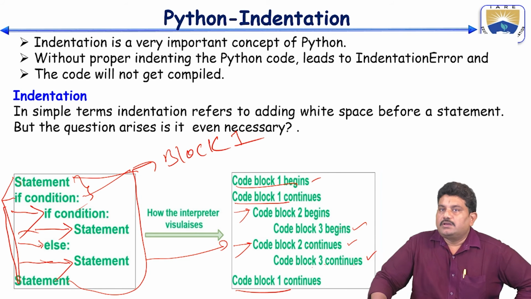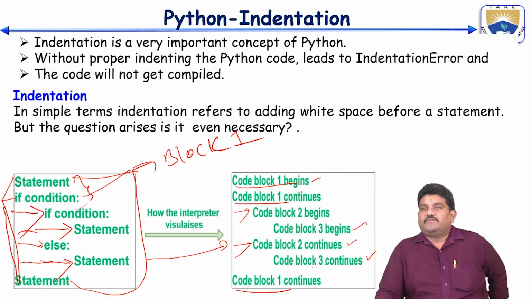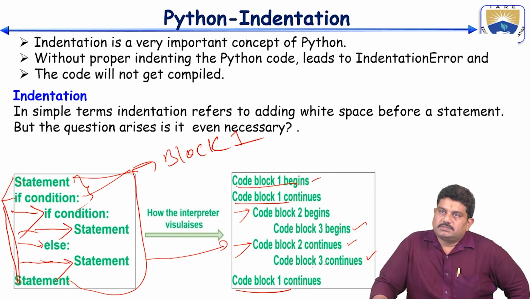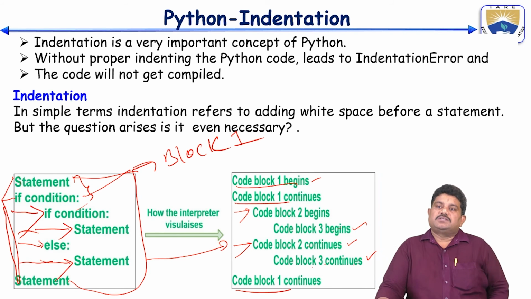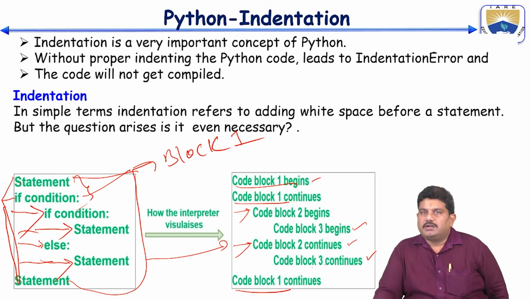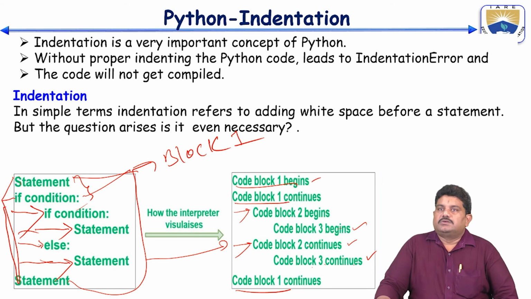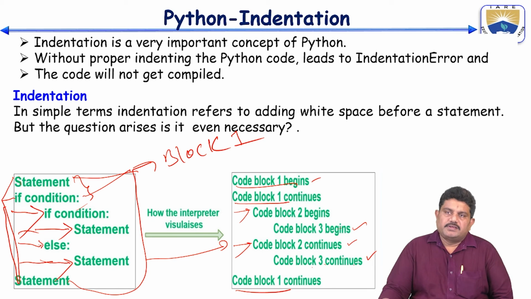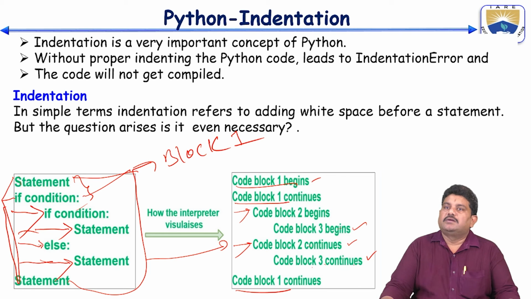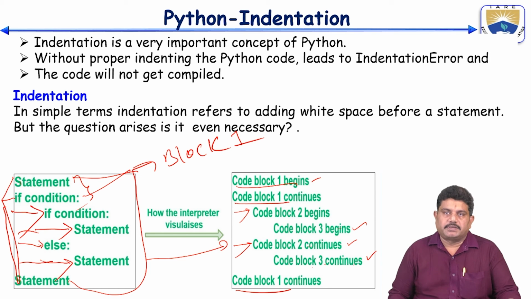In such a way, code blocks are defined with the help of indentation. So what is the use of this indentation? Again, it improves readability. Code will be arranged neatly and can be easily understood. That is the advantage of indentation. It is mandatory in Python because Python doesn't use any braces for code blocks. So that's why indentation is important.